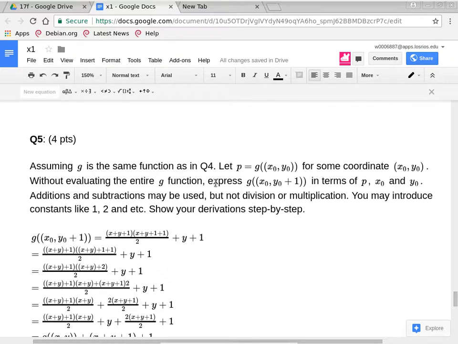Without evaluating the whole g function, express g of x naught, y naught plus 1 in terms of p, x naught, and y naught. Period. End of thought. It doesn't say in the final answer. Okay, so I see. And then I just didn't even see where to go from there, like how to get that equation. I couldn't even answer it.